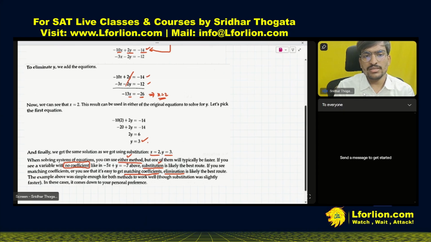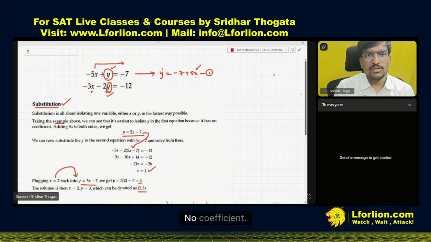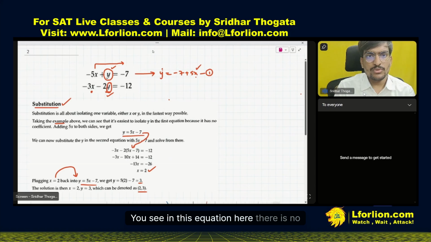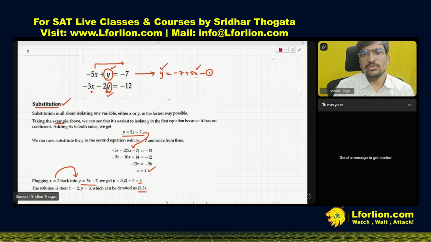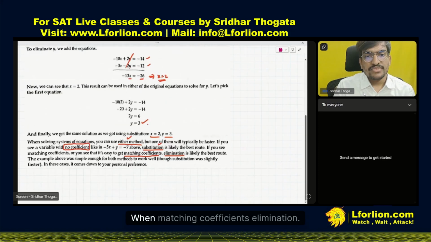What does that mean? Just like this, let me show you. No coefficient. You see in this equation here, there is no coefficient. So you can turn that easily into a y value. So you'll get the value of y and you can do it. When there is no coefficient, use substitution. When matching coefficients, elimination.